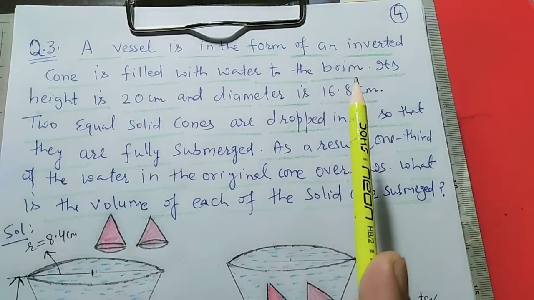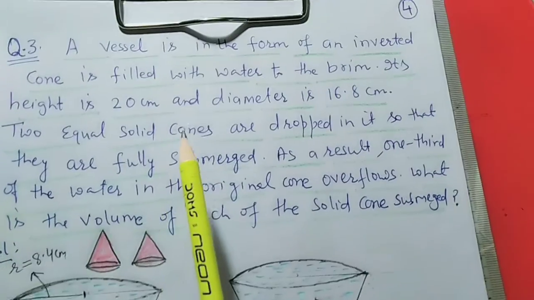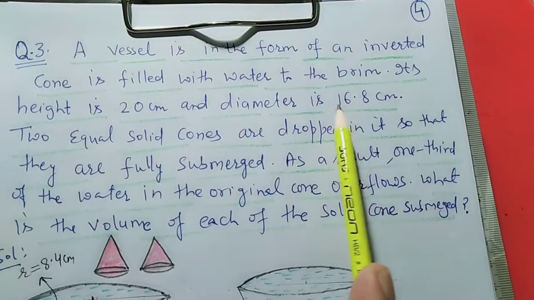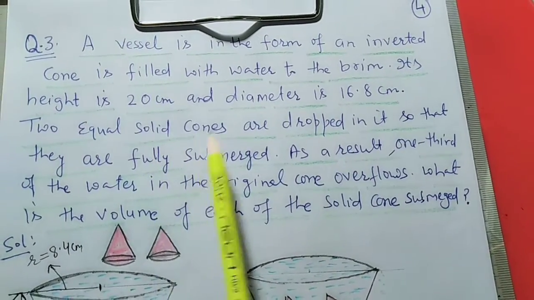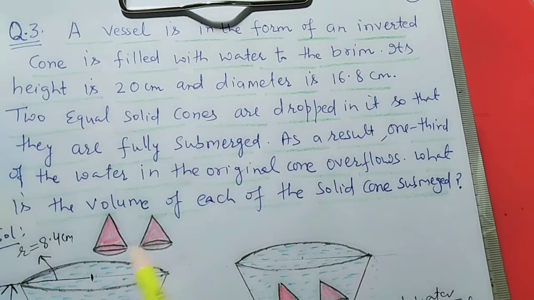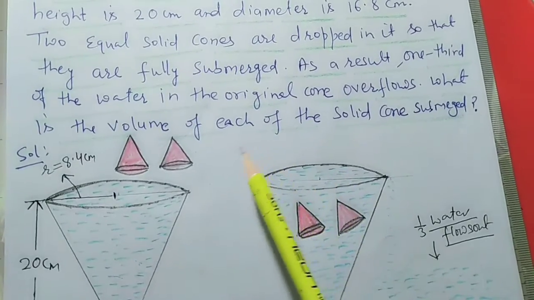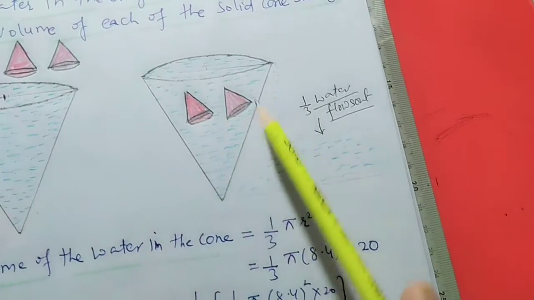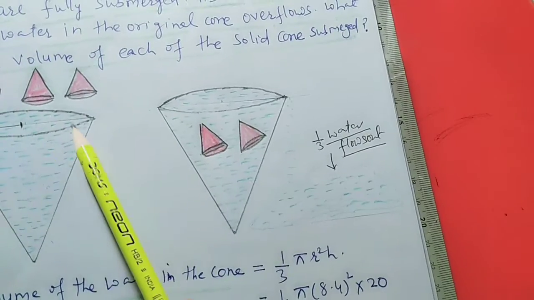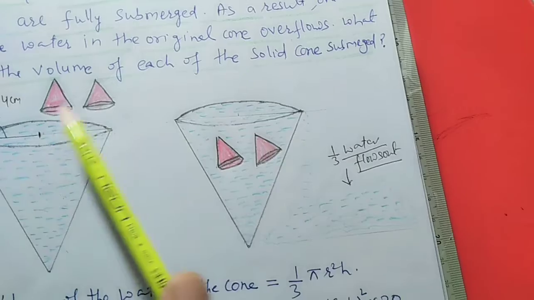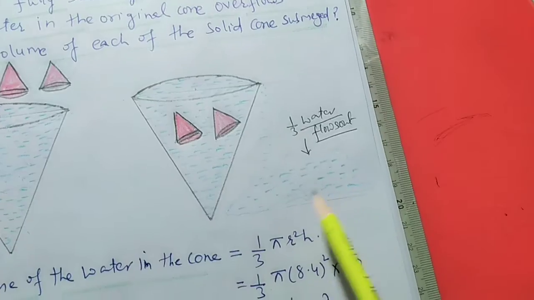Up to the brim, its height is 20 centimeters, so height is given, and diameter 16.8, so radius will be 8.4, so radius is given. Now what happened? Two equal solid cones, shown by the red one, are dropped into it, so whenever these two cones drop into it, water will flow out. I have shown the water will flow out because it is already filled up to the brim, and when you drop these two cones into the bigger cone, then the water will overflow. So this is the water of the overflow.